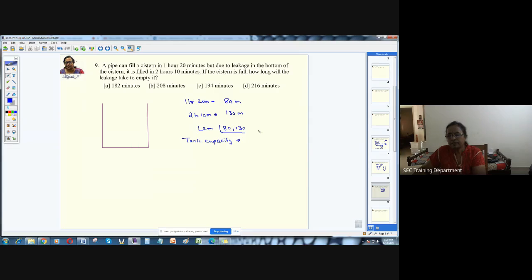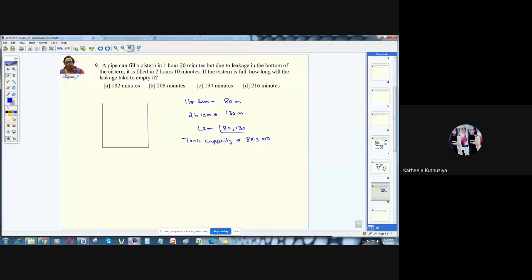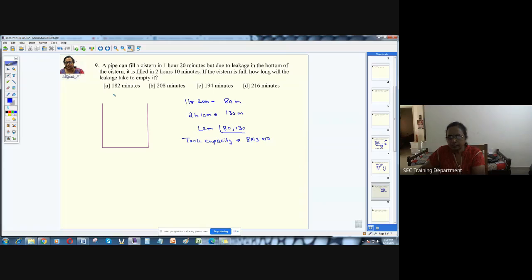What's the LCM of 80 and 130? It's quite simple. You don't have to multiply all that. You know that you can take 8 into 13 into 10, correct? Because 10 is common in both. Remove the 10 from this, balance what you have is 8 and 13. I'll tell you why we are taking this once I solve it. So let us consider the capacity of the tank is 8 into 13 into 10. This is 104, but you can avoid that because in-between calculation is a waste of time. So try avoiding all that and just keep this value as such.